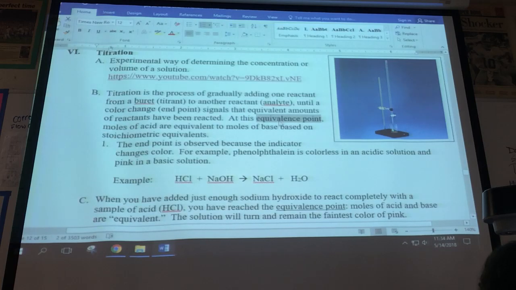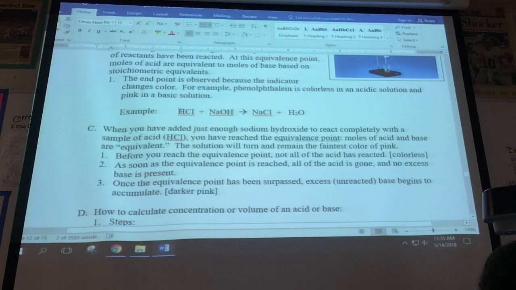The equivalence point is when moles of acid and base are stoichiometrically equivalent, and we'll talk about that. For example, if you do a titration with hydrochloric acid and sodium hydroxide, initially you will have indicator in the acid and it will be clear. When you add just enough base to neutralize all the acid, you will be at the equivalence point, which will be signaled by the endpoint, the color change.